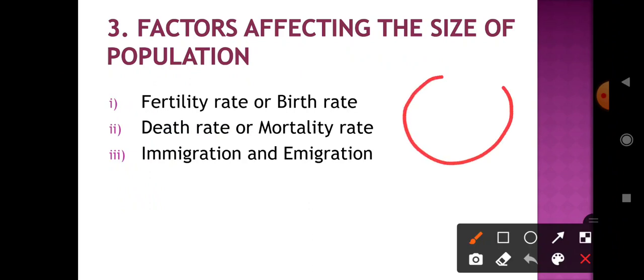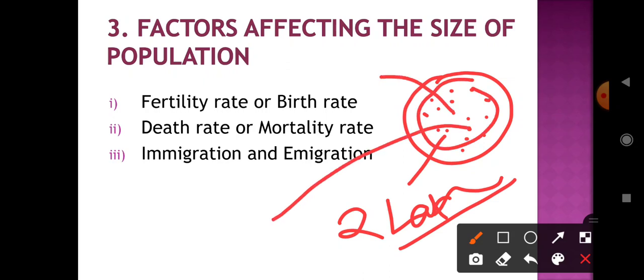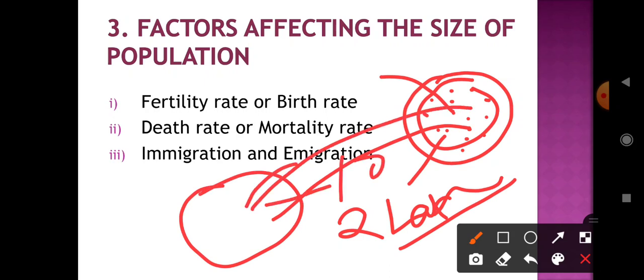Take a particular country: how many people are living in this particular area, that is the size of population. Just like if there is a country and the population is 2 lakh, we can consider it low populated. If there is 10 lakh, it is more populated as compared to it. So the size of population depends on the number of people living in that particular geographical area. So this is the population size.